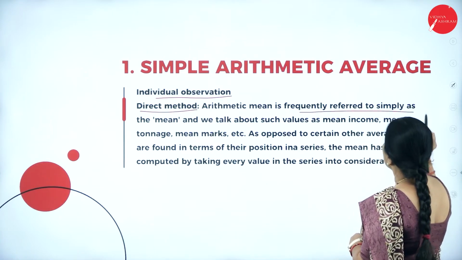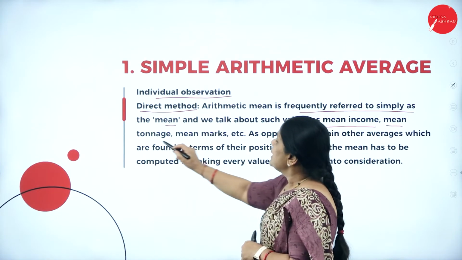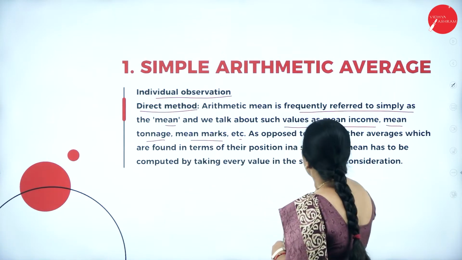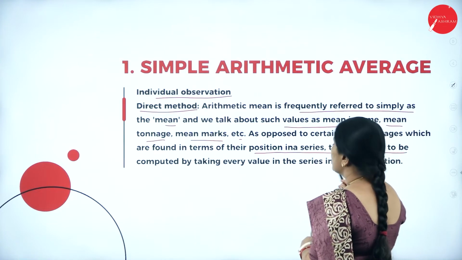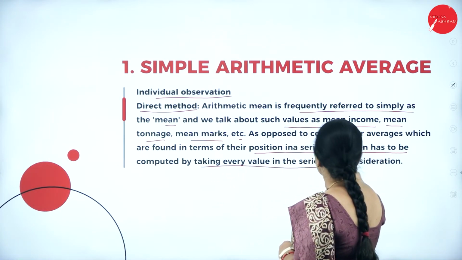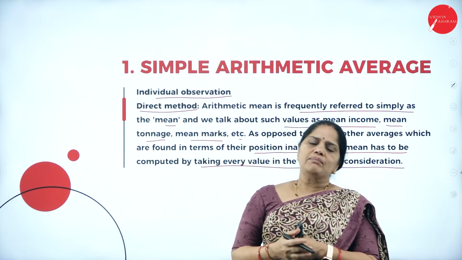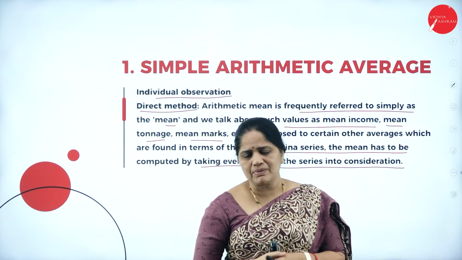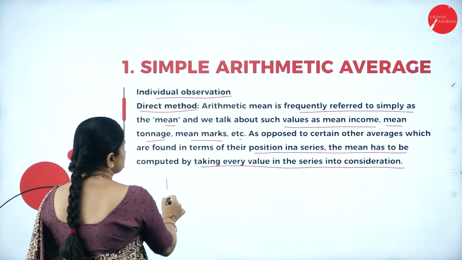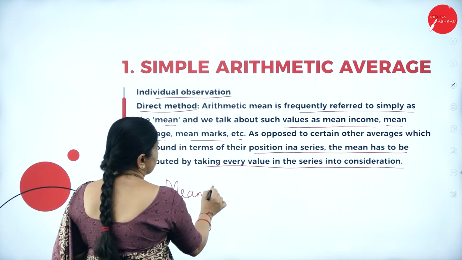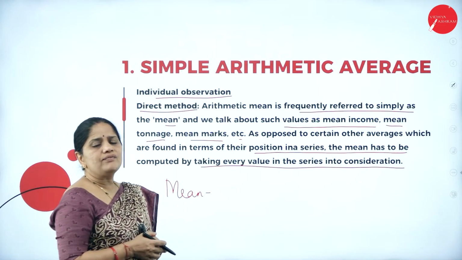Arithmetic mean is frequently referred to simply as the mean, and we talk about such values as mean income, mean tonnage, mean marks, etc. as opposed to certain other averages which are found in terms of the position in the series. The mean has to be computed by taking every value in the series into consideration. This arithmetic mean is the most popular average which is calculated. Compared to the median or the mode, the mean takes into consideration all the values given in the data. That is why the mean is the most common value which we use.